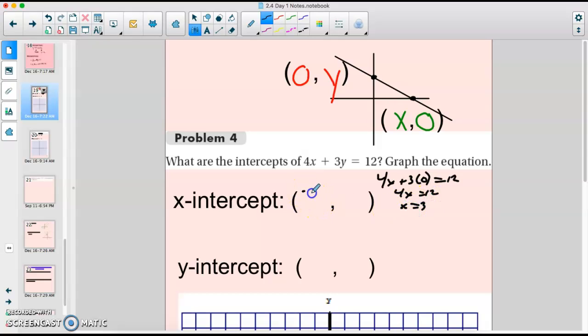And so we put it in here, 3 comma 0. That's one of our intercepts, and then the other intercept. This time we plug in 0 for x, and so we get 4 times 0 plus 3y equals 12, and then 3y equals 12, and so y equals 4. And so then we put in 0 comma 4.